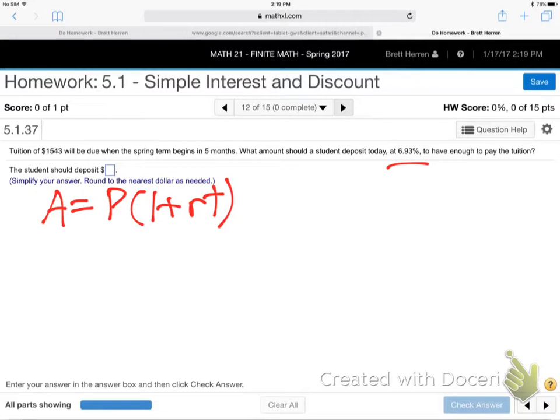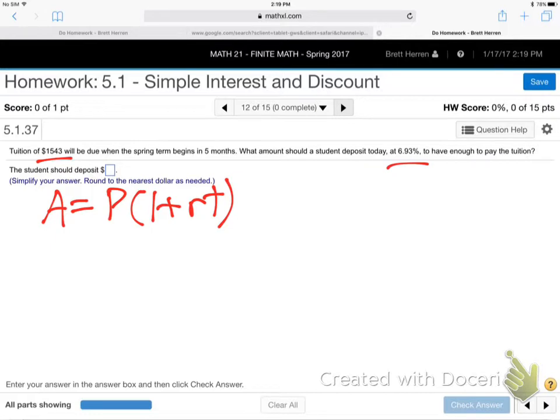Okay, so the whole question, what's the 1543? Is that the amount or is that the principal? It's the amount, because that's the total. That's the total amount he has to have, or she, or whoever it is, right? That's the total amount the student has to have. They're going to put some lower amount in the bank. Are you getting the big idea? It's going to grow for 5 months and become this higher amount, and they're going to pay their tuition.